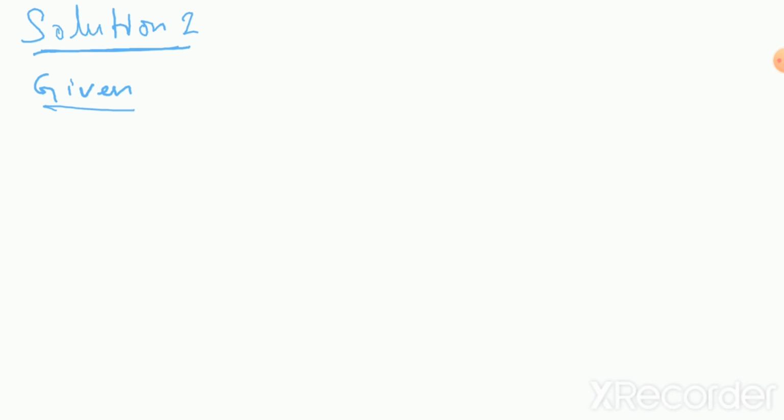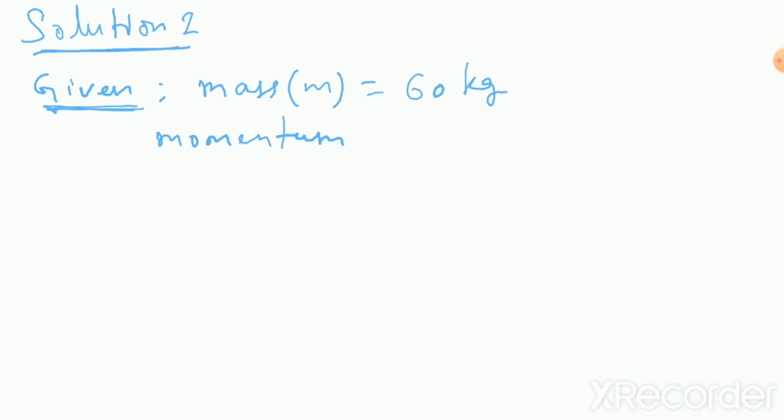So we can write what is given. The two things given are, one, the mass of the body, let us consider it as m, which is 60 kg. And the second thing given is momentum, denoted by the symbol P. It is given as 3000 kg meter second inverse.